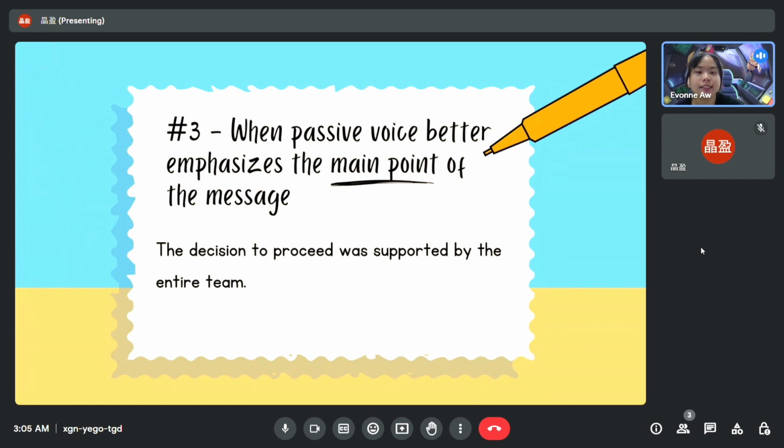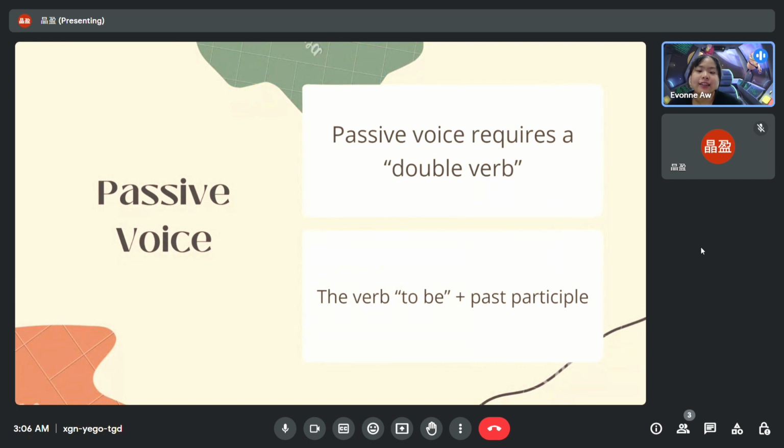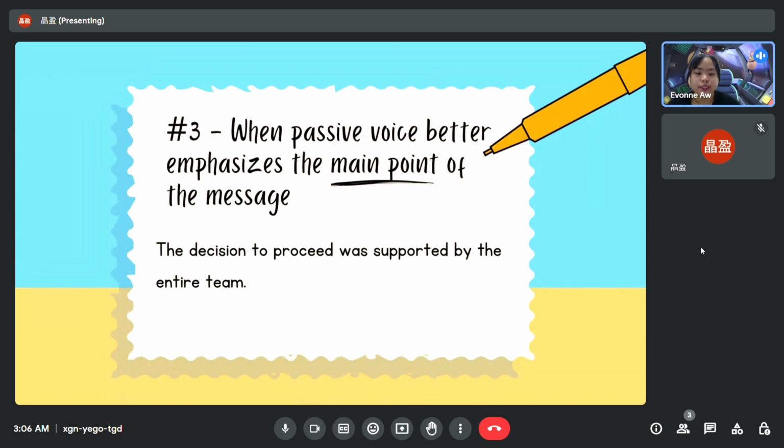Thirdly, in certain situations, using passive voice can better emphasize the main point of the message by shifting the focus from the doer of the actions to the action itself and its recipient. This can be particularly effective when the action or process is more crucial than the identity of the person performing it. In this example, the decision to proceed was supported by the entire team. The emphasis is on the decision to proceed rather than singling out individuals within the team.